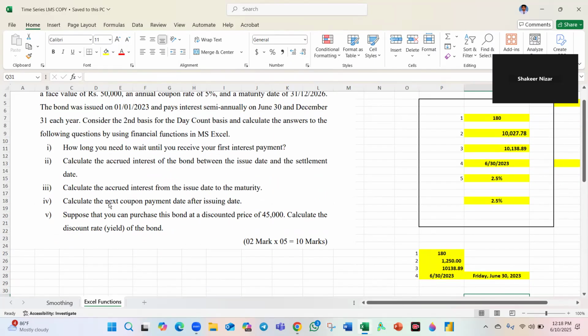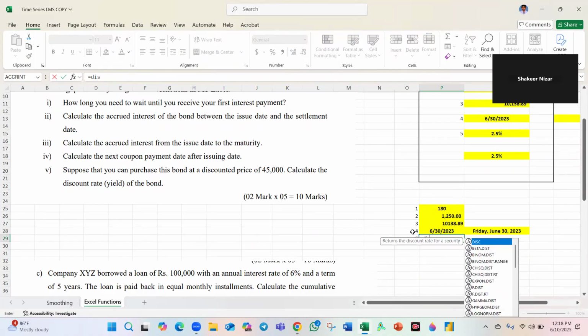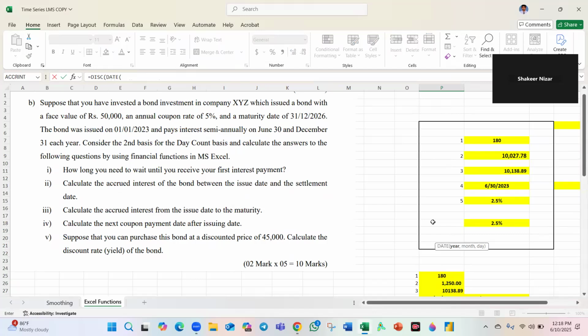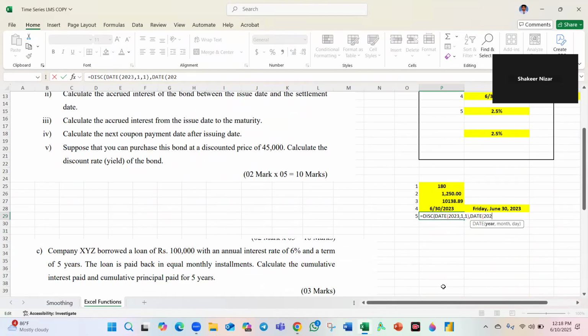Okay. Calculate the discount rate or the yield on the bond. Suppose you can purchase it at a discount of 45,000. There is a function called DISC, discount rate. Settlement date is 2023 Jan 1st. Maturity date, again you want to use the date function, 2026 December 31st.